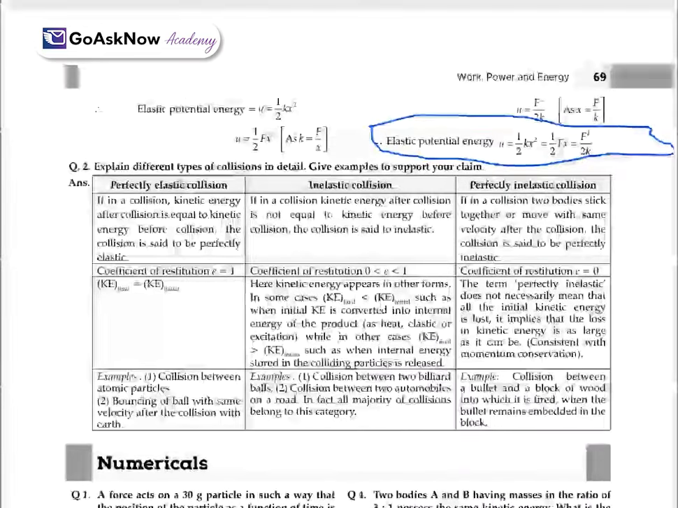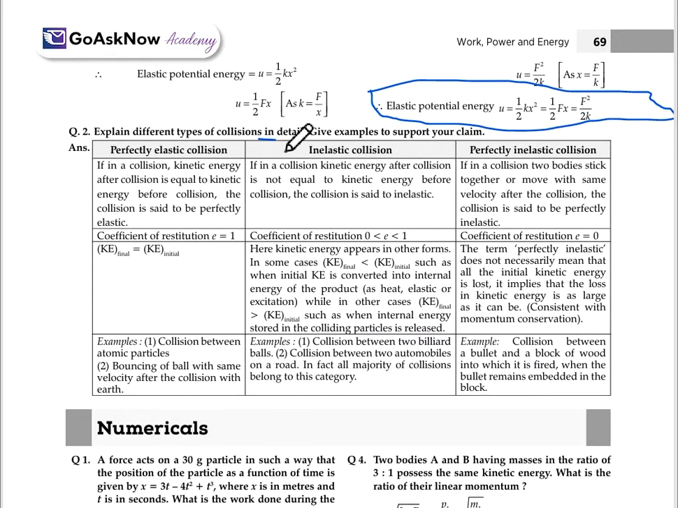Now moving to the next: explain the different types of collision in detail, and give examples to support your claim. Firstly, we are going to differentiate 3 types of collision: perfectly elastic collision, inelastic collision, and perfectly inelastic collision. Firstly, perfectly elastic collision. If in a collision the kinetic energy after the collision is equal to the kinetic energy before the collision, we say the collision is perfectly elastic.